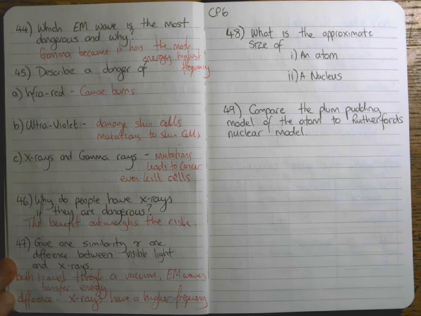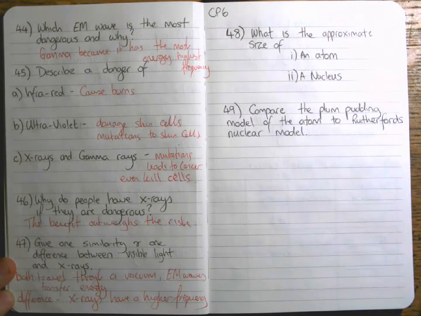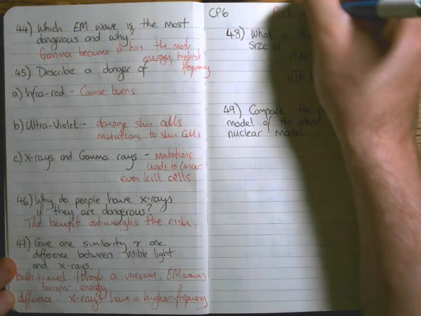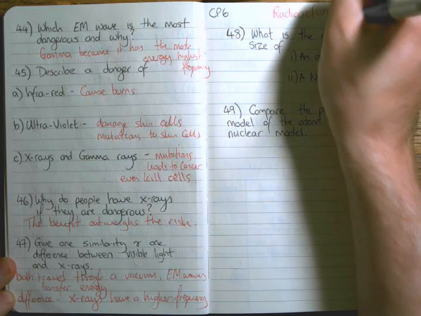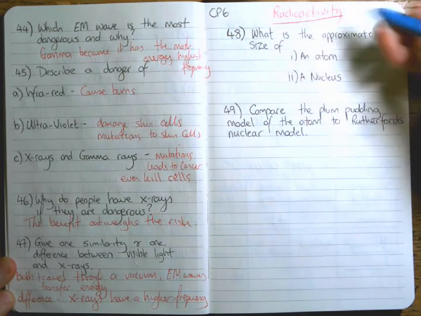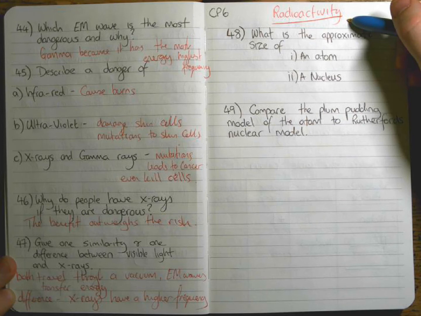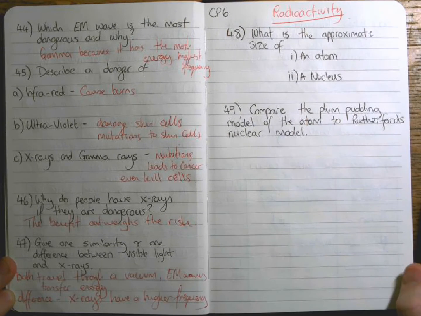Okay, that's the end of the electromagnetic part. Next video we'll be looking at CP6, which is the radioactivity section, and this is the last section in the paper 5 part of the combined physics GCSE. So hope you found this helpful, and I'll see you in the next video.